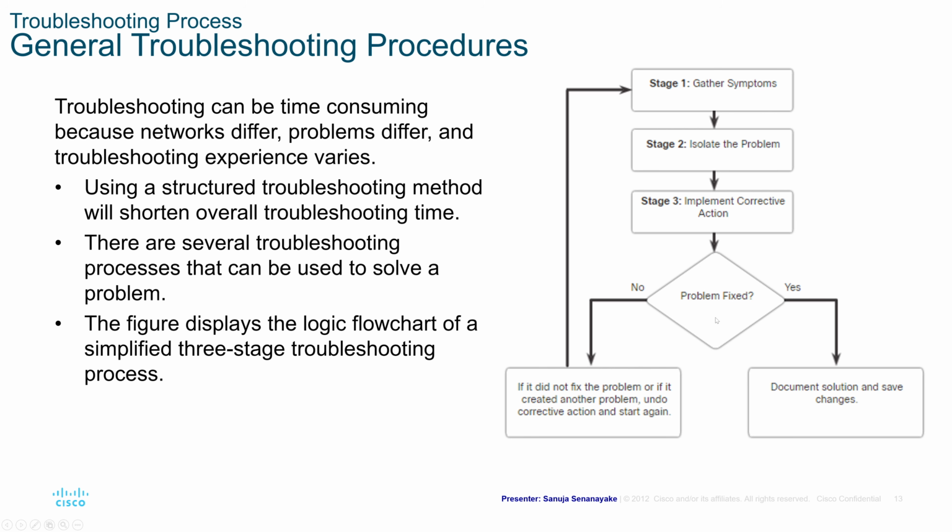However, if that did not fix the problem, then you need to undo the corrective action and start again, or you need to add to the corrective action. That wasn't described here. So if you implement a corrective action, but there are a couple more steps you can take, you can simply add to that corrective action and see if that solves the problem. And if it doesn't, then you start all over again from stage 1. That's something that I would add to this flowchart, because sometimes you don't need to undo the entire corrective action. You just have to add something on top of that corrective action.